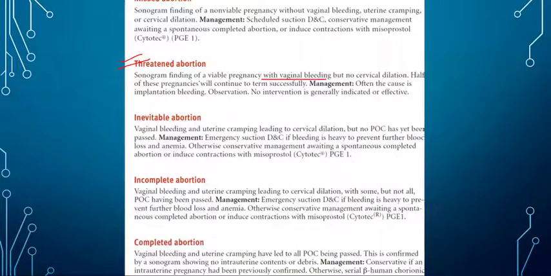The management of threatened miscarriage is to send the patient to the hospital for an ultrasound to confirm viability of the baby. If the ultrasound is normal, there is nothing to worry about. Reassure the mother that it can happen in pregnancy, and in most cases, about 50%, it will be a normal, healthy pregnancy without any other problem.